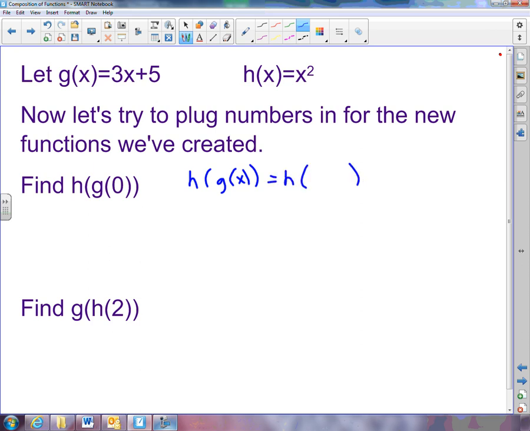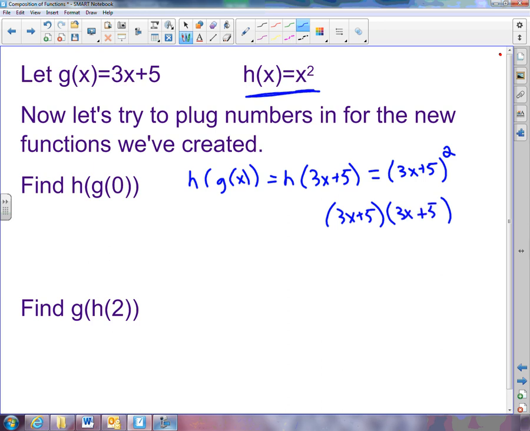So h of g of x, well, g of x is 3x plus 5. Now we're going to plug 3x plus 5 into h. Because h is just x squared, I'm going to take 3x plus 5 and replace it where the x was. So I get 3x plus 5 squared. Now 3x plus 5 is replacing the x in this equation. We have to be a little bit careful about how we square 3x plus 5. You can't just distribute the square to both of those pieces. You have to write it out this way and FOIL it.